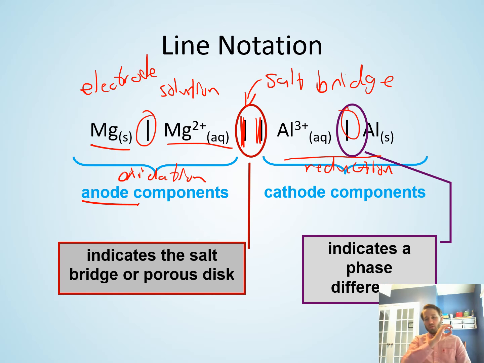So I can write out an overall redox reaction in this very simple form, and you can know what's happening where: what's being oxidized, what's being reduced, how these are separated from each other, what the electrodes are, and things of that nature.